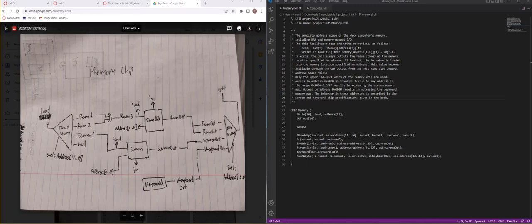And same thing with the screen, depending on the 14th and 15th bit, we could select the screen, which would go into the screen memory map, and again it would select the 0 to 12 address. That's how many bits it takes for the screen here.